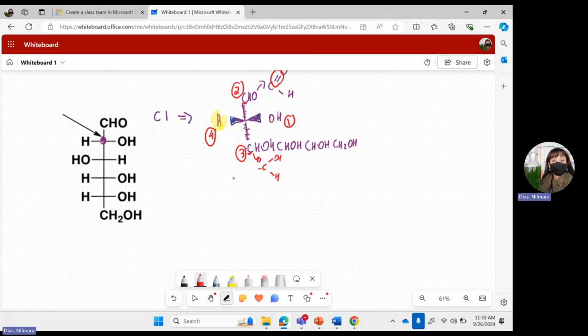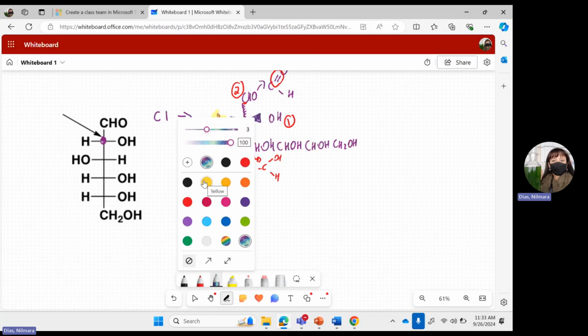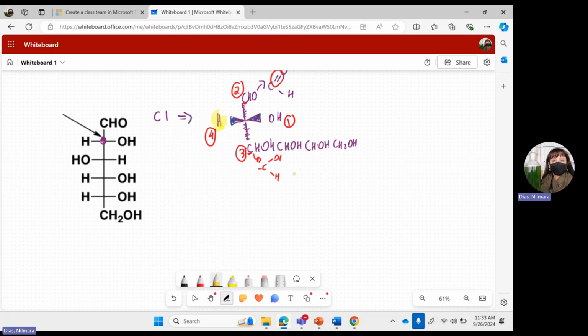You can do two things over here. You can look at this and think, okay, I know the hydrogen should be away, so I can determine my designation just by going 1, 2, and 3. So we know it's counterclockwise, which is S, right?